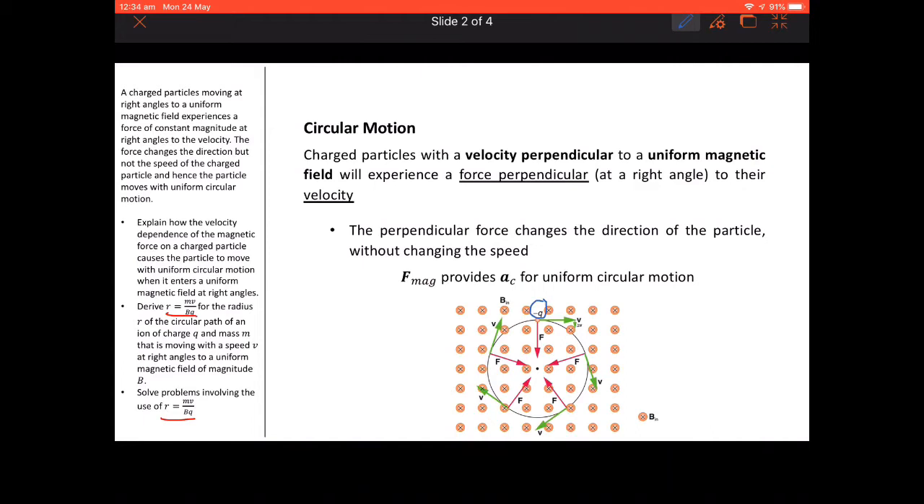The perpendicular force changes the direction of the particle without changing the speed. So this is exactly like circular motion. A perpendicular force to an object that's travelling in a circle will provide the centripetal acceleration for that object's motion. So if you think about totem tennis, or just cast your mind back to circular motion last term, this is the same thing that's happening. It's just this time around the force is provided by a magnetic field.